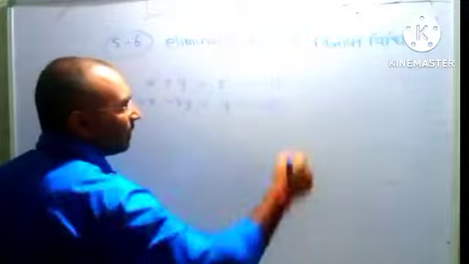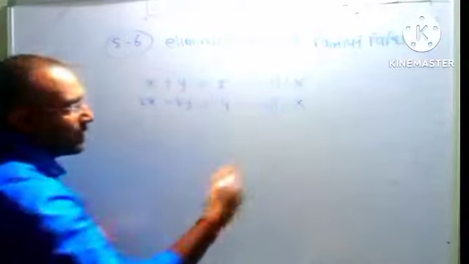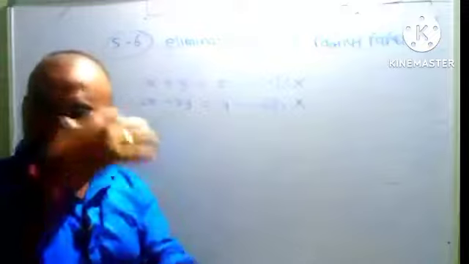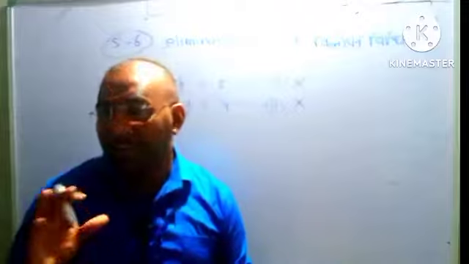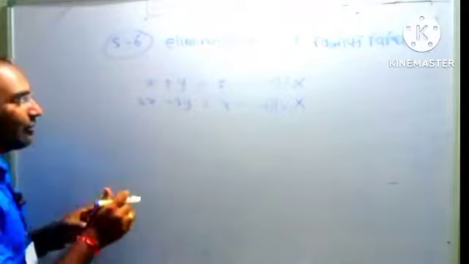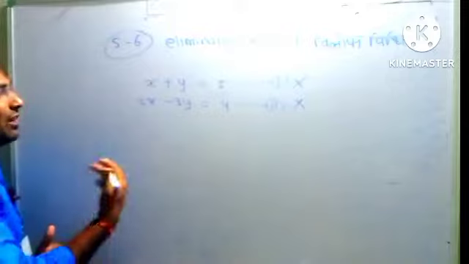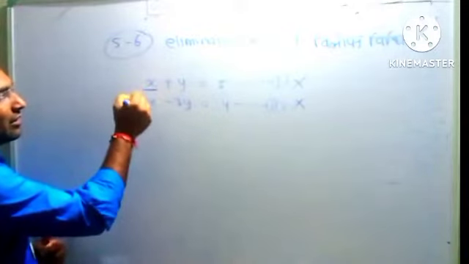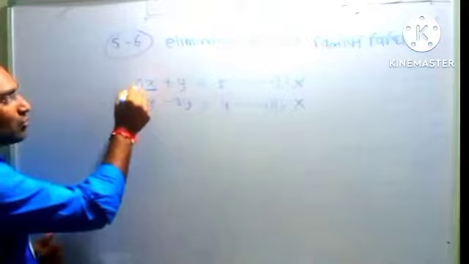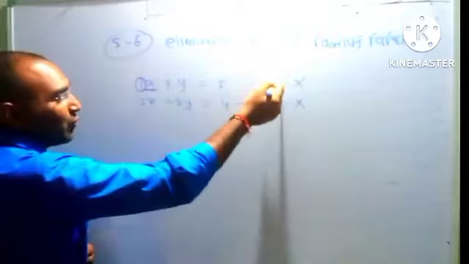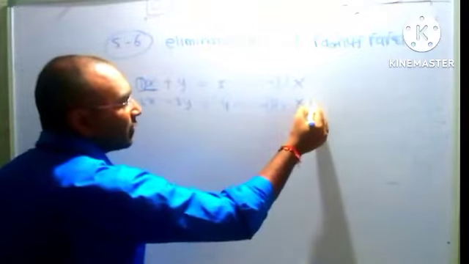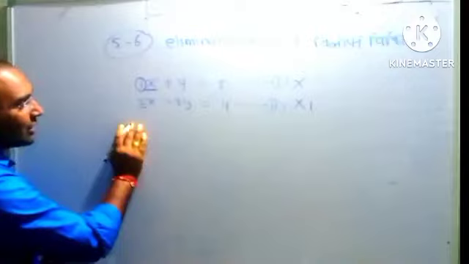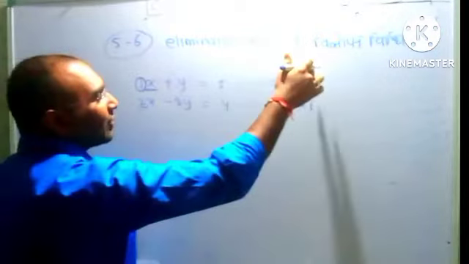This one is equation first and this one is equation second. We will cross multiply, upar niche. We will eliminate x, so we have to find the coefficient of x. With x in equation 1, there is no number, so it is 1. This 1 will be multiplied with equation 2. In equation 2, the coefficient of x is 2, so this 2 will be multiplied with equation 1.